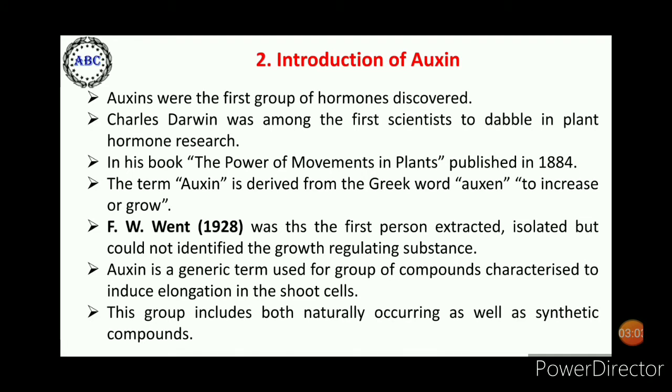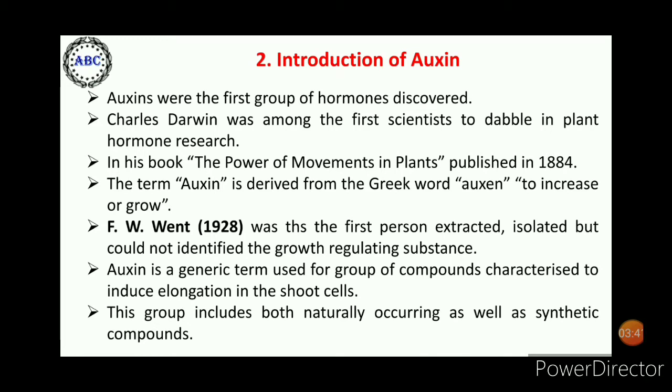Auxin is a generic term usually used for a group of compounds characterized by their capacity to induce elongation in shoot cells. These are the first group of hormones discovered. Charles Darwin was among the first scientists to dabble in plant hormone research in his book, The Power of Movements in Plants, published in 1884. The term auxin is derived from the Greek word auxan. It means to increase or to grow.